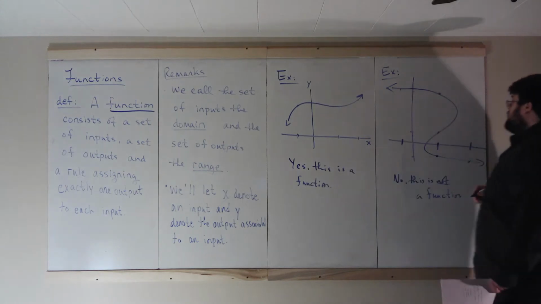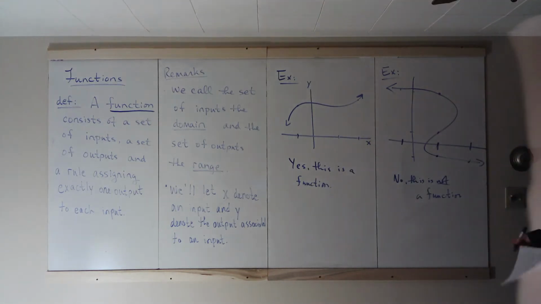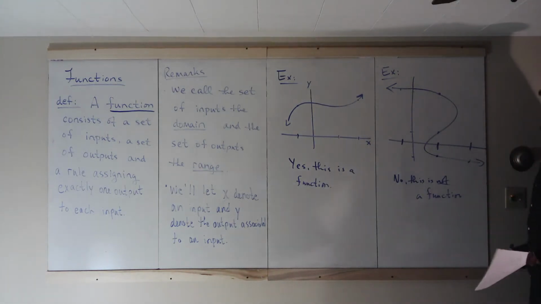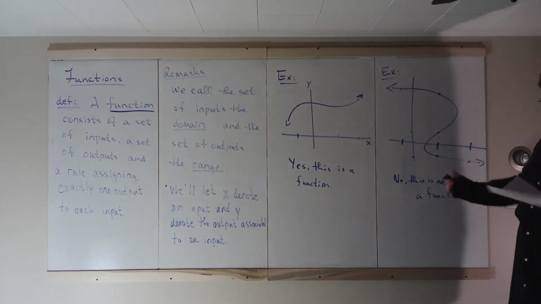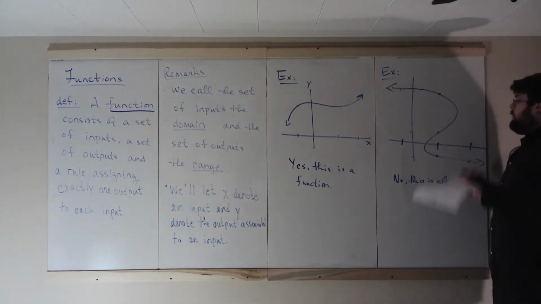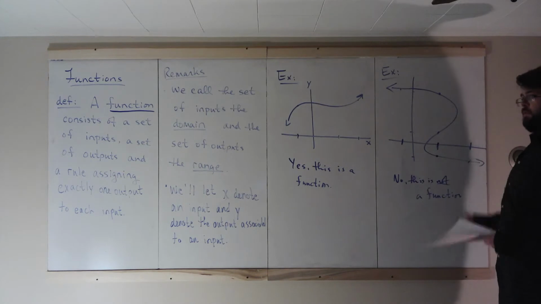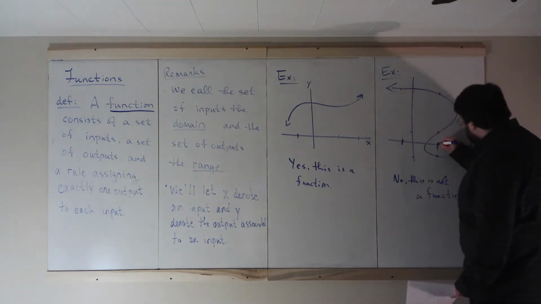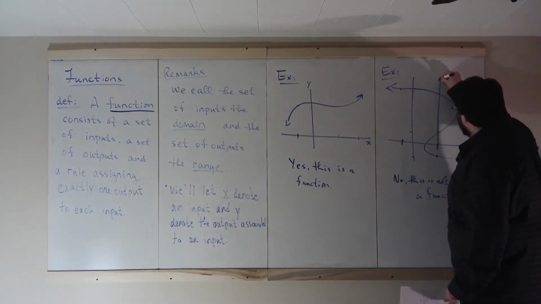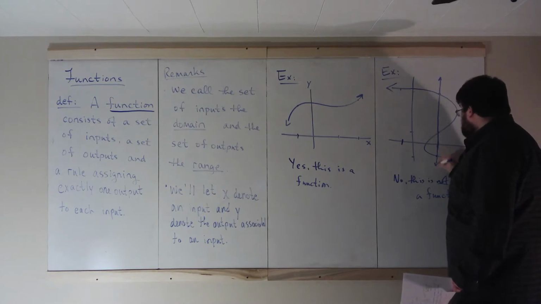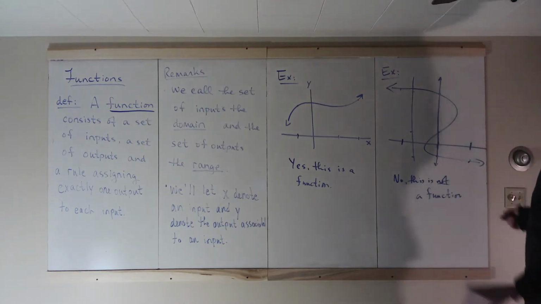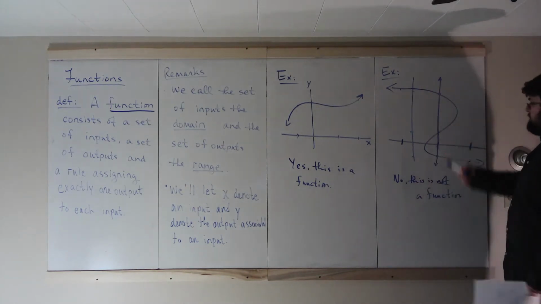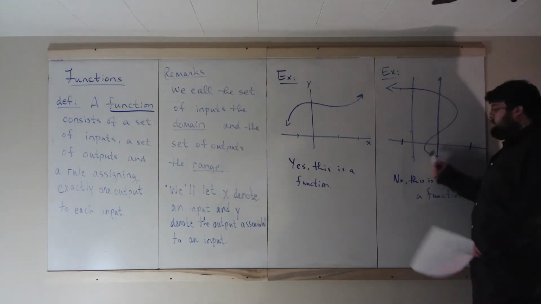given that notation. And we can use this example to get a visual for what might happen that prevents a given graph from being a function. Well, a given input is just an x value.